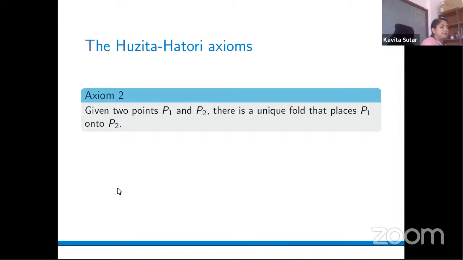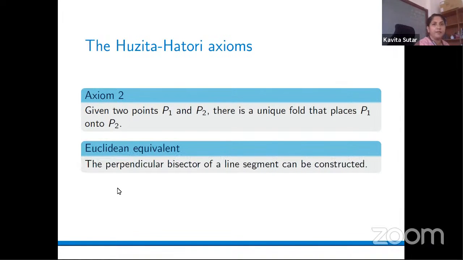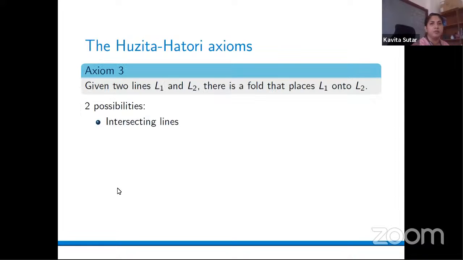Okay, so this is the second axiom, and as you might have guessed, this is equal to the statement in Euclidean geometry that you can always construct the perpendicular bisector of a given line segment. So here my line segment is P1, P2, and I have constructed the perpendicular bisector of that line segment. Right? Okay, so very straightforward again, the second axiom also.